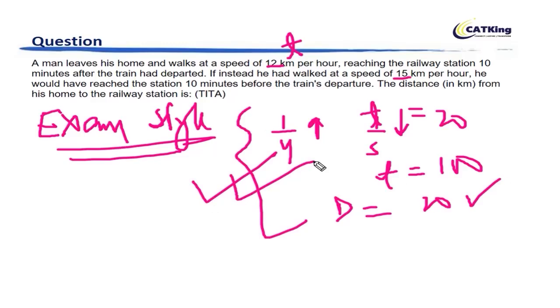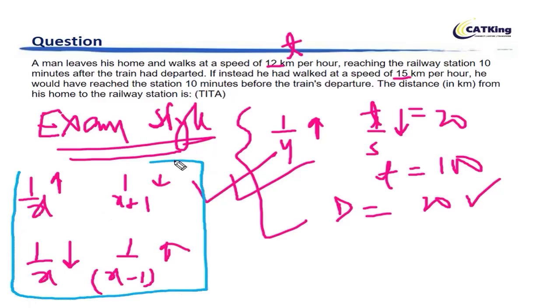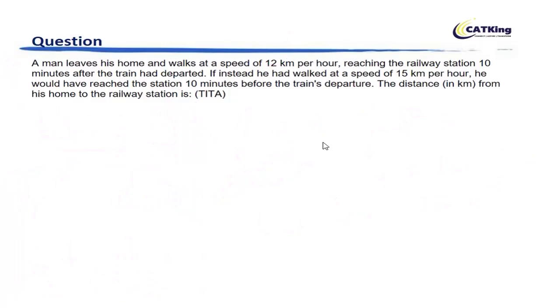1 by x increase in one variable means 1 by x plus 1 reduction in the other variable. 1 by x reduction in one variable means 1 by x minus 1 increase. Please remember, 1 by x increase in one variable, 1 by x plus 1 reduction in another variable; 1 by x reduction in one variable, 1 by x minus 1 increase in the other variable. So you should write it down, keep it handy, try solving some questions using this approach, and trust me, there is no faster approach than this in solving questions like this. I hope you understood this, and let's move on and see the next question.